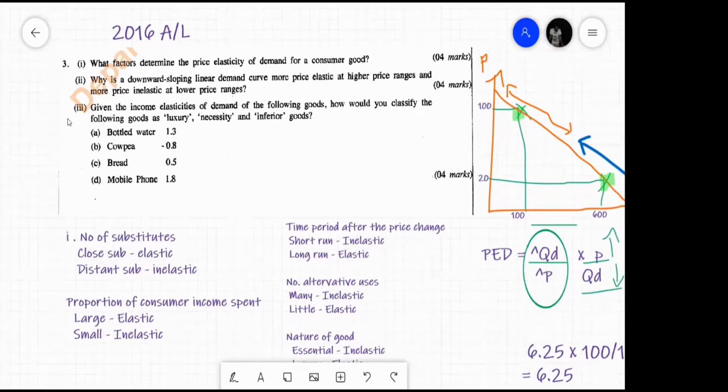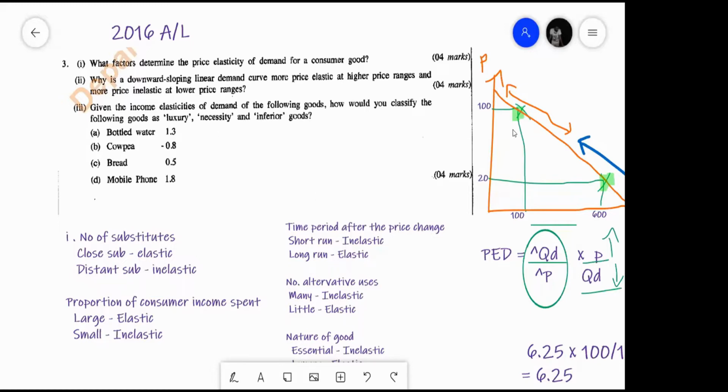Okay, done with that. Then moving on to the third one, a very, very easy question. Given the income elasticity of demand of the following goods, how would you classify luxury, necessity, inferior goods? So you all know the basics. If the YED is positive, it's a normal good. If the YED is negative, it's an inferior good. If it is positive and greater than 1, luxury; between 0 and 1, it is a necessity.